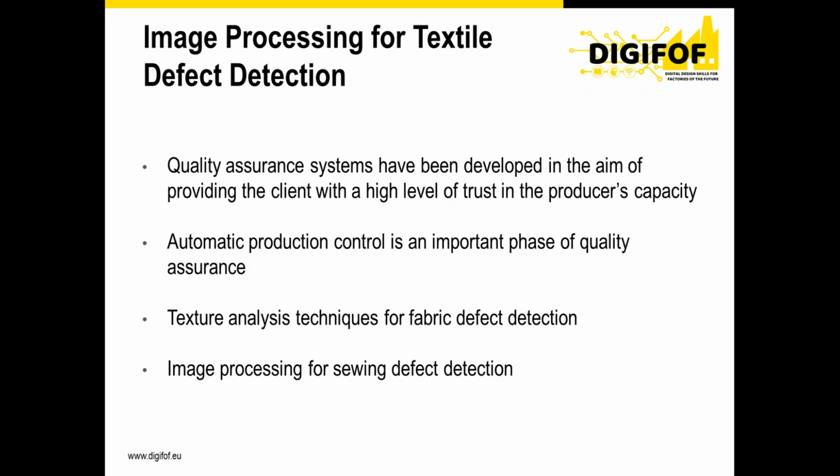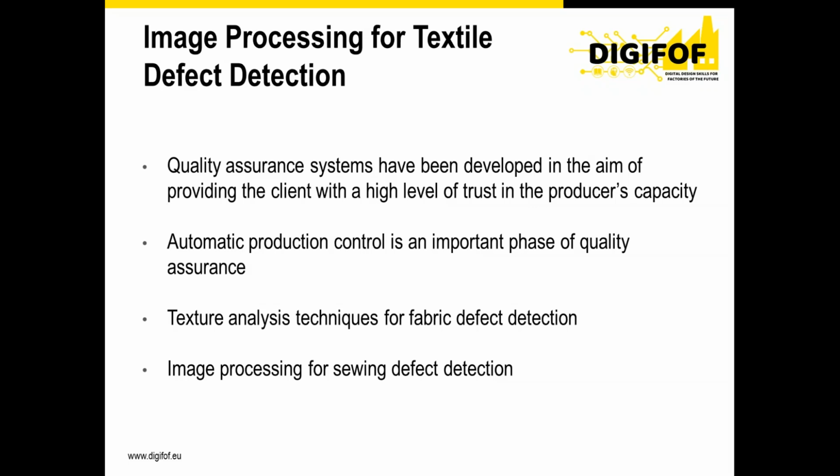So in order to provide the client with a high level of quality, inspection is required. Inspection is required, but not only at the end, because you can ruin the product if you are doing the inspection at the end. You need to have some stages of production, and of course the need for automation is very important.